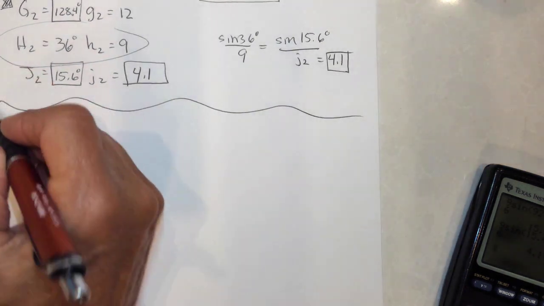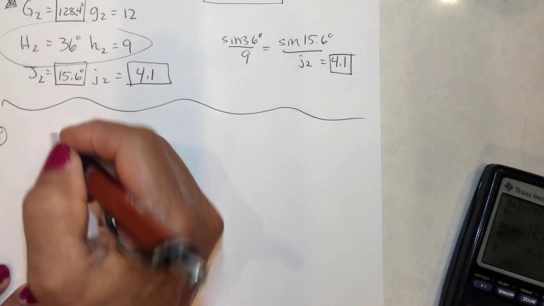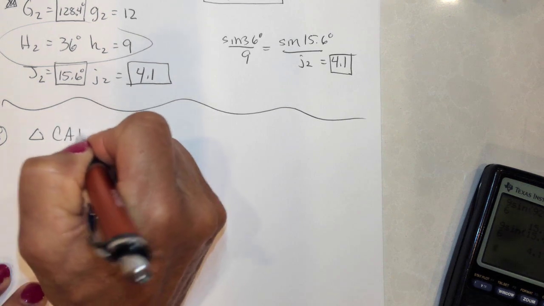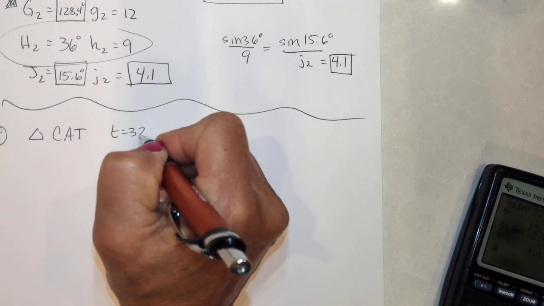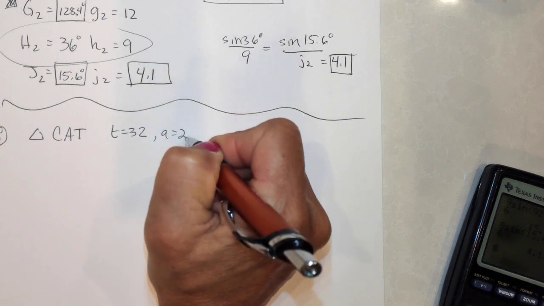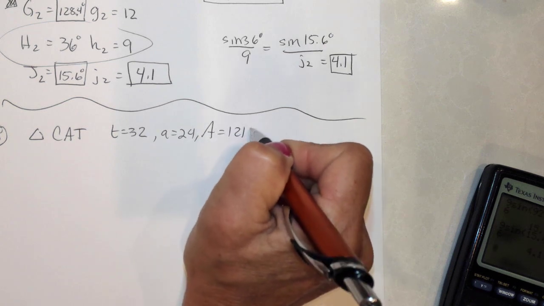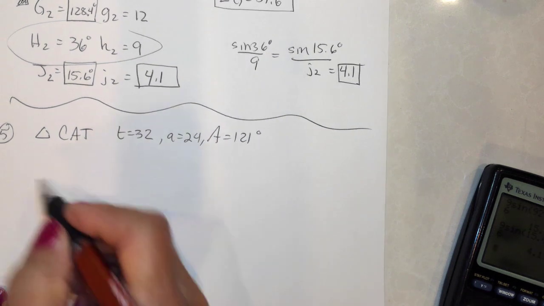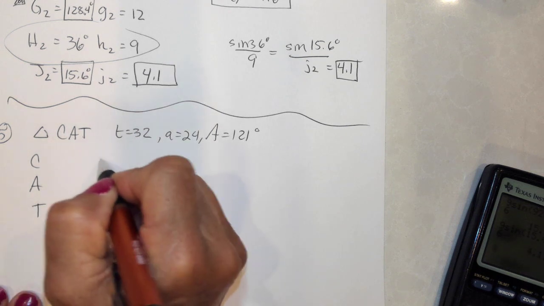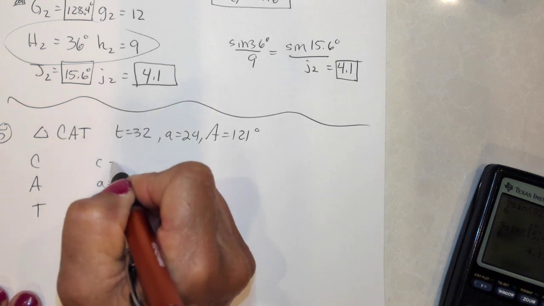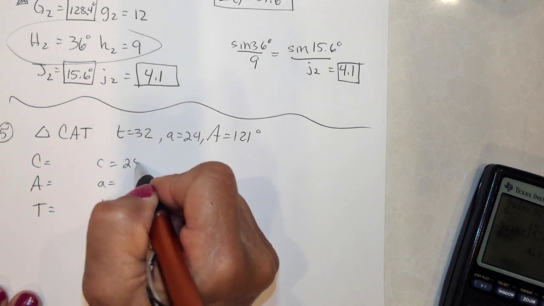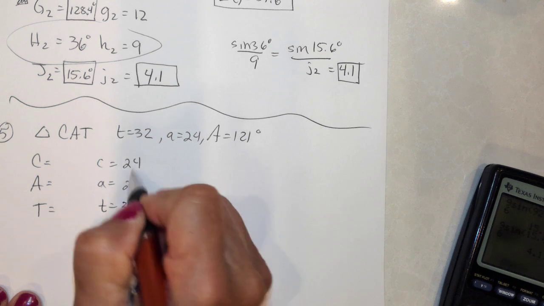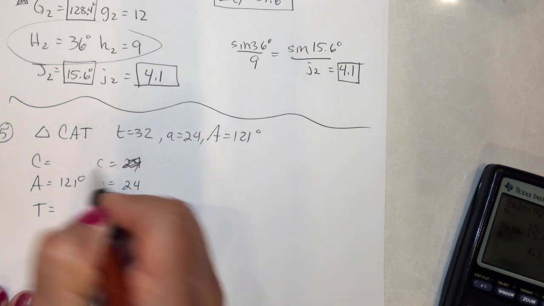We have one more example that I'm going to just guess is going to be no triangle, but just so we can see that in action, it says I have triangle CAT. T equals 32, so that's a side. A equals 24, and big A is 121 degrees. Okay, so I like to write that out the same way, make it really obvious to myself. Once we do law of cosines, this will come in really handy. So T is 32, A is 24, and then A is 121 degrees.